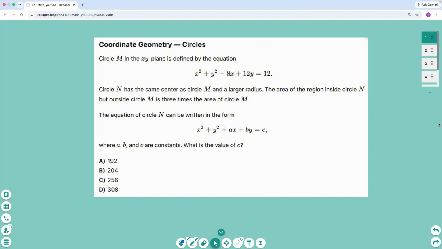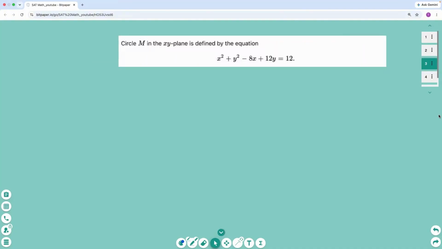Here's today's challenge. We are given two circles with the same center. The area between them is 3 times the area of the smaller circle. Our goal is to find the value of c in the equation of the larger circle. Since the equation is given in general form, let's first find the center and the radius of circle M. For circle M, we need to put it in standard form.